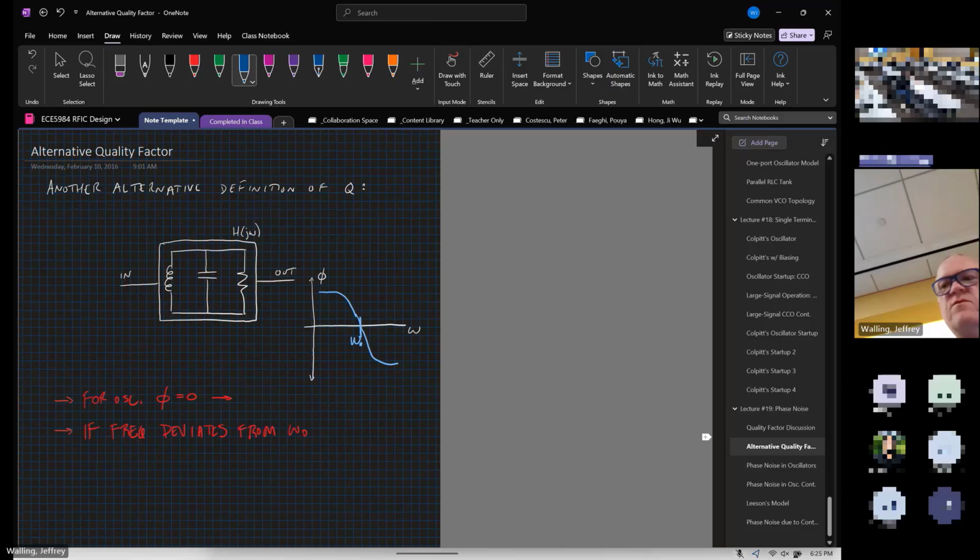So an alternative definition for Q is that we're going to relate this to the slope of the phase response. We're going to say that Q is equal to omega naught over 2 times d phi by d omega.